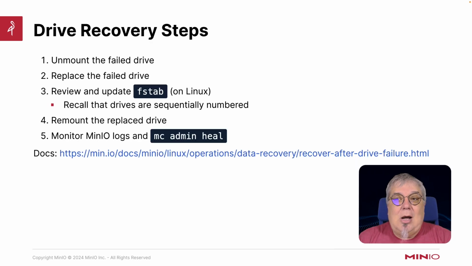First of all, obviously, you want to unmount that failed drive. You've got to get it out of there. You can't just recover that drive by itself. Once you've replaced the failed drive, you're going to want to go in on Linux and review your fstab. Remember, MinIO expects drives to be named sequentially. So you want to make sure that you're replacing this drive with a new mount point that is the same sequential number that the failed drive was. Once you've done that in your fstab, you're going to remount the replaced drive. And then just monitor your MinIO logs or take a look at mc admin heal to see the progress of healing of your drive. Again, you don't have to restart MinIO. Provided your operating system can hot swap drives, you are good to go.